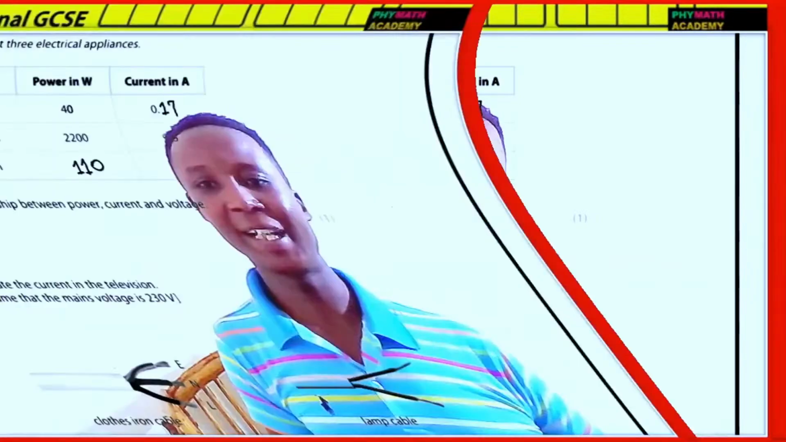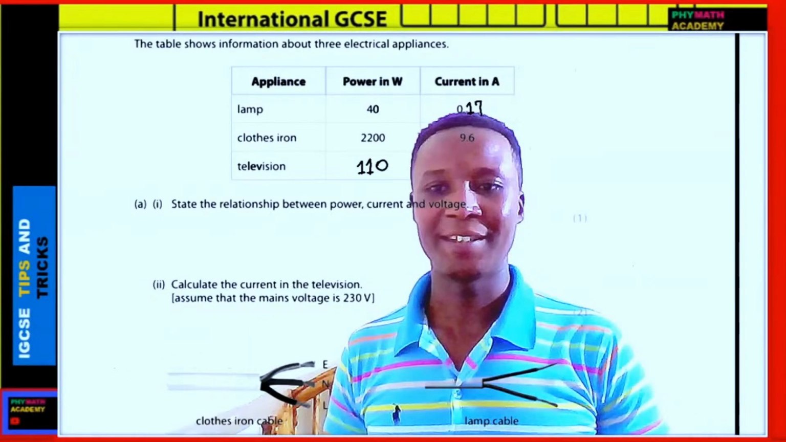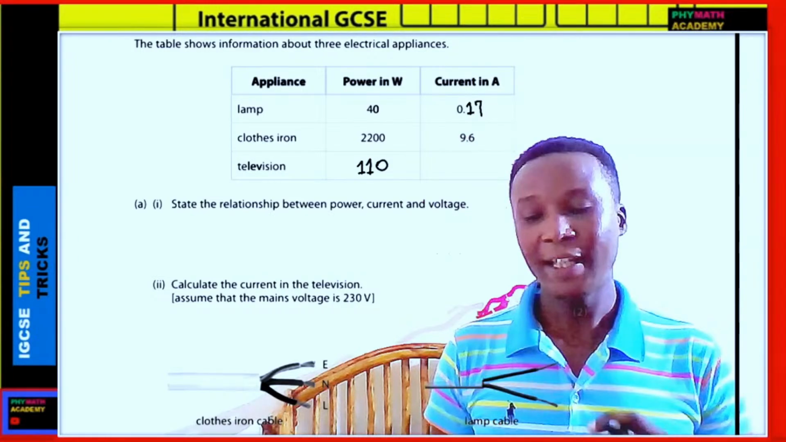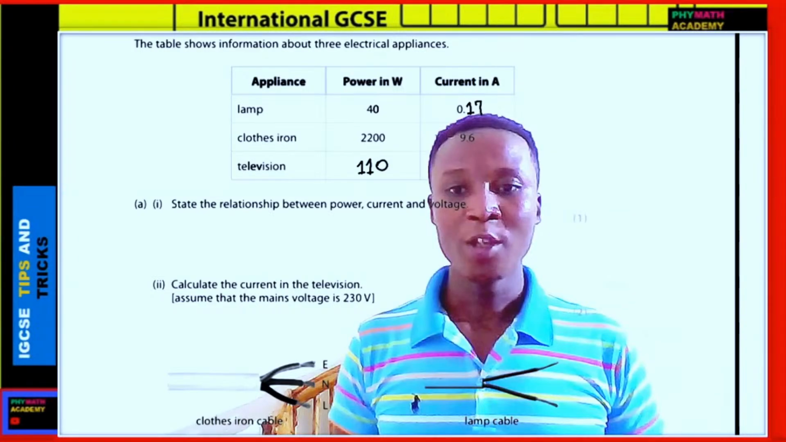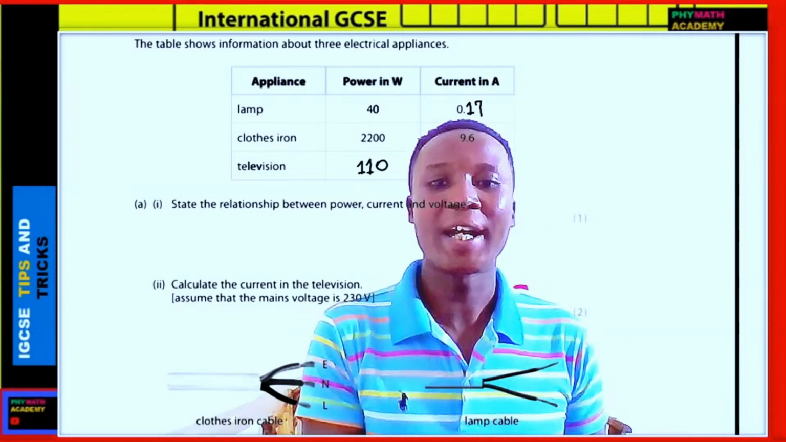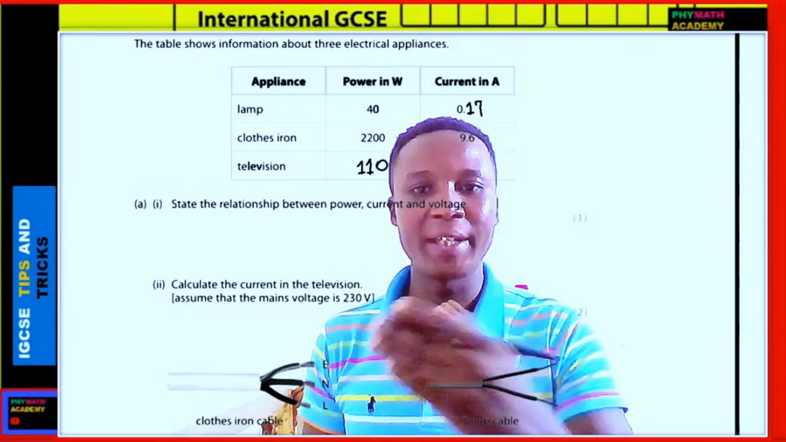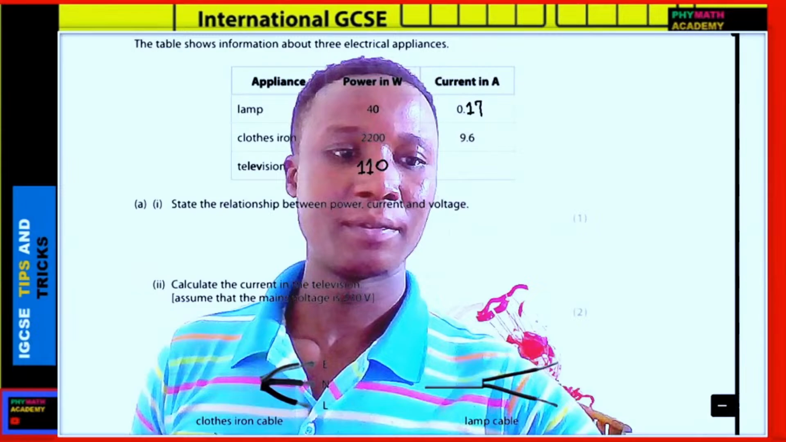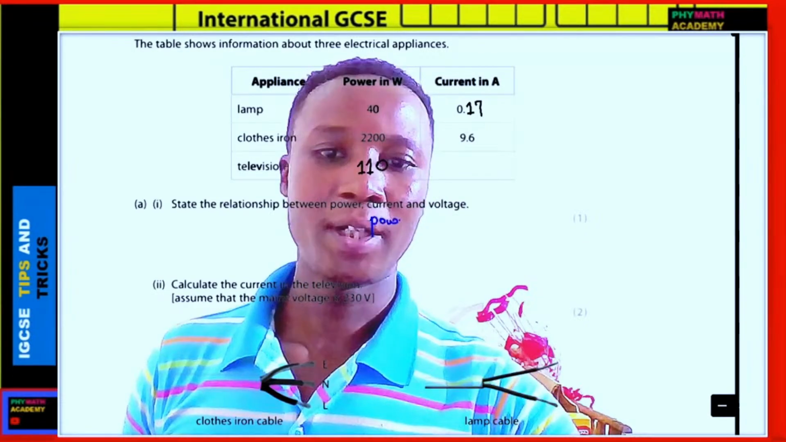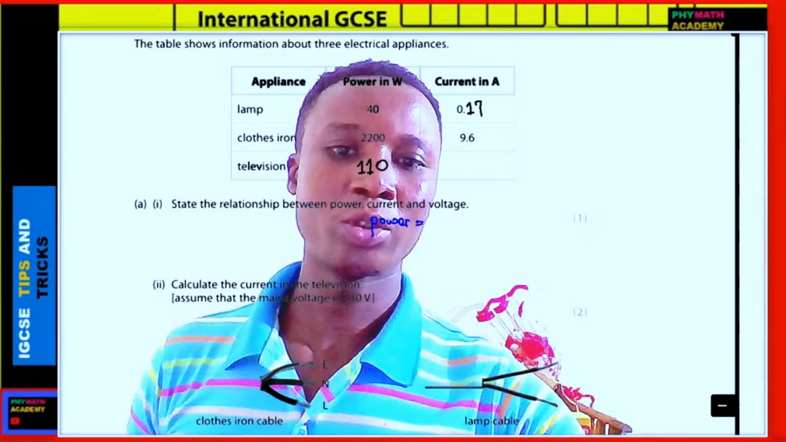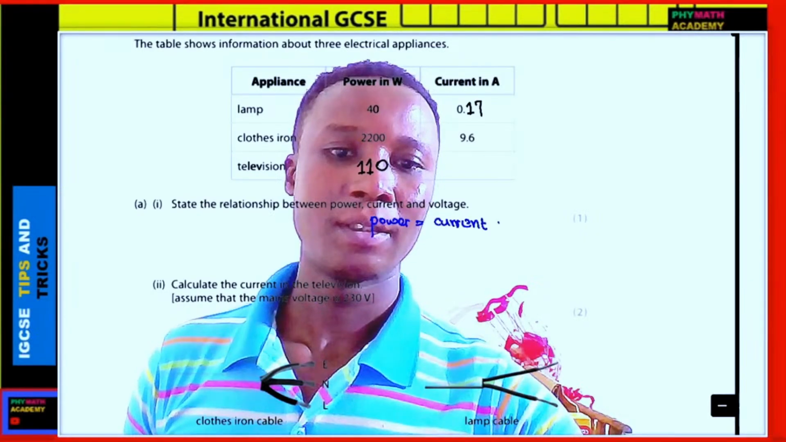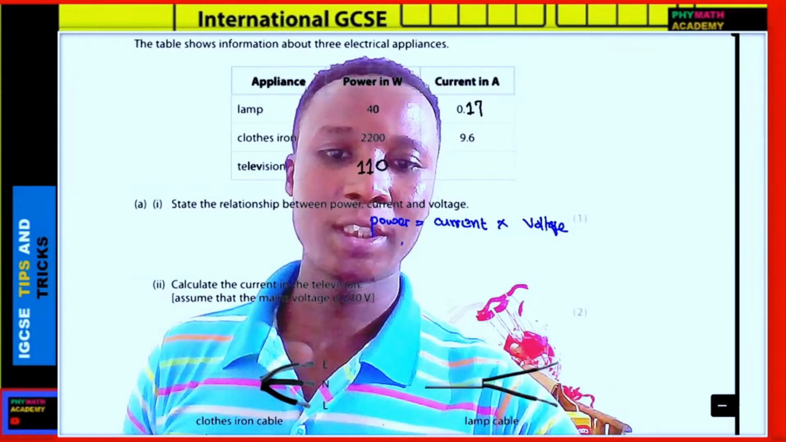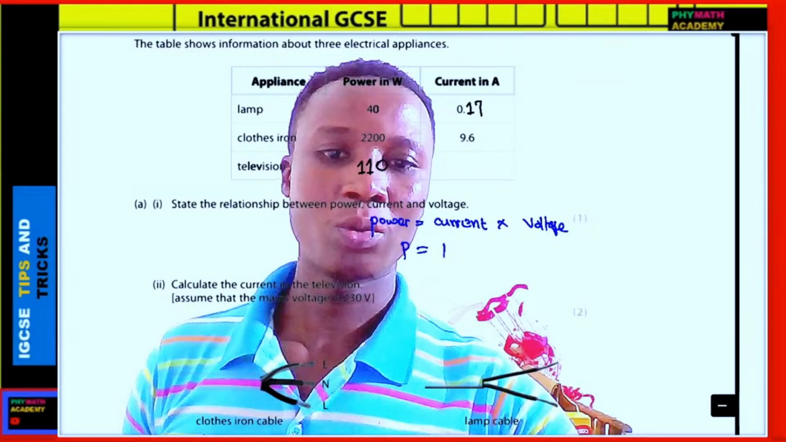Now back to the main agenda of this video. Part A, Roman 1, we are supposed to state the relationship between power, current, and voltage. Anytime you are given such a question, you are supposed to state a formula that you can use to work out any of the quantities that are there. So we can say power equals current times voltage. If you use the symbols, you say P equals IV.